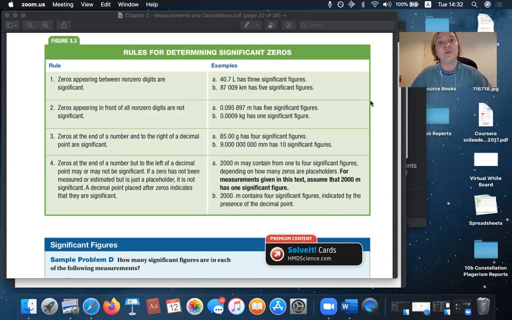Okay, so zeros that are between non-zero numbers, they count as significant. Rule number 2, zeros appearing in front of all non-zero numbers are not significant. They don't count. So you can have 0.000000001. None of those zeros count because they come before the number 1. But, you know what? Maybe I'll jump back and forth.